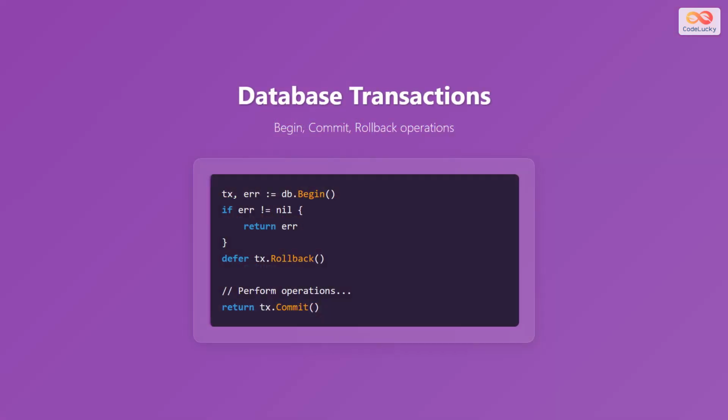Database transactions ensure that a set of operations are completed together as a single unit. Start a transaction using db.Begin. If there's an error beginning the transaction, return the error. Use defer tx.Rollback to ensure that the transaction is rolled back if any operation fails. Perform your database operations within the transaction, and finally commit the transaction with tx.Commit.